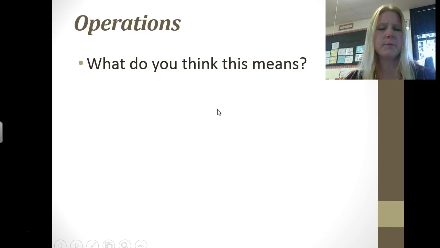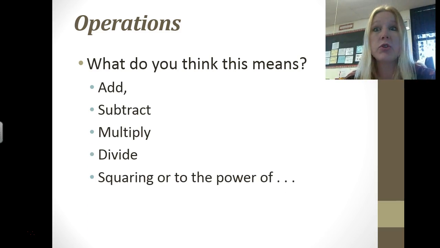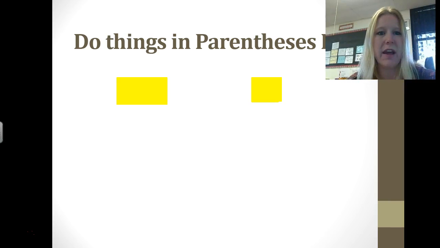So let's start here. Operations, what do you think that means? We say it all the time, and sometimes we don't stop and say, okay, you're adding, subtracting, multiplying, dividing, squaring, and that might still be new to us. The squaring, to the power of, we'll need to talk more about that.